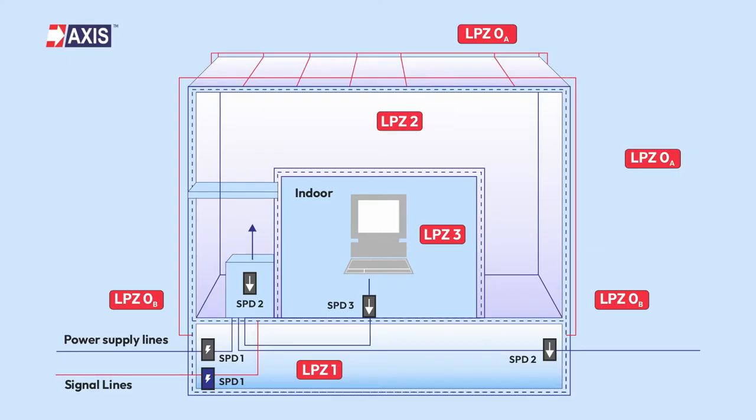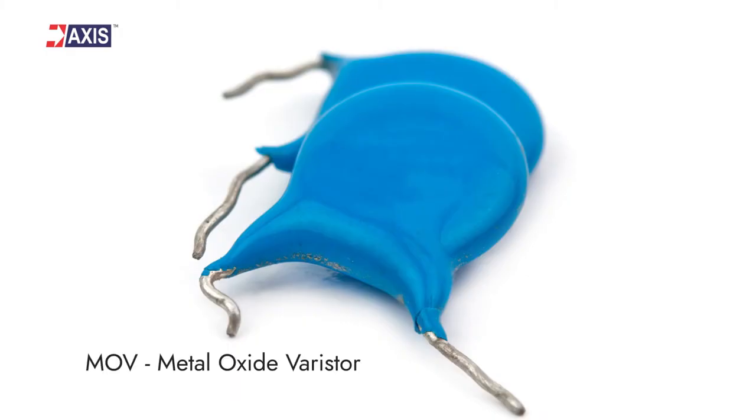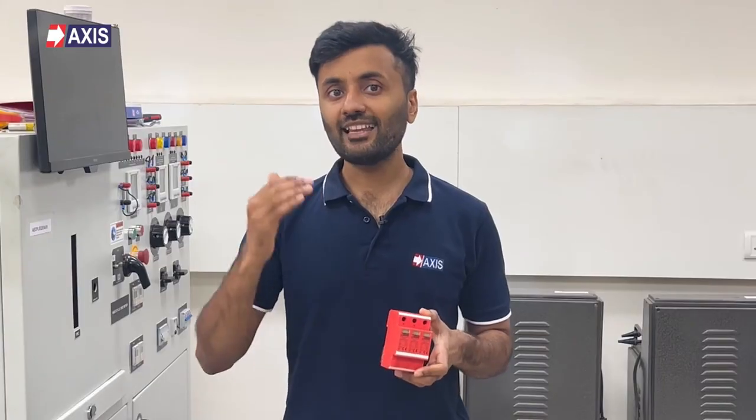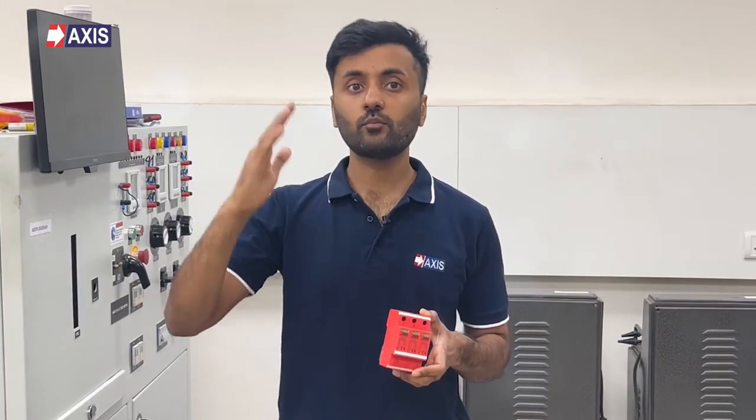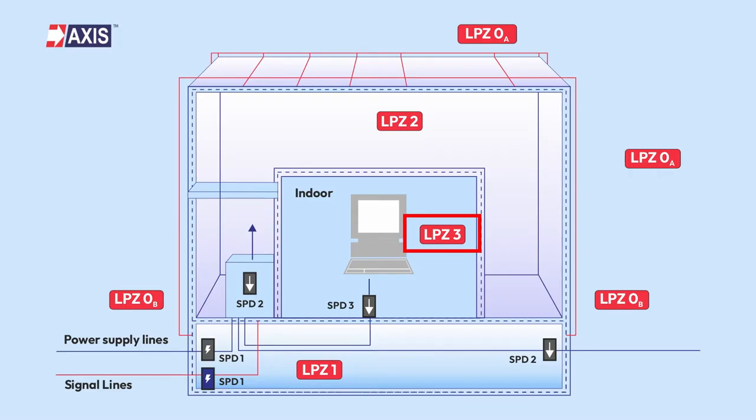Type 2 SPDs, also known as Class C SPDs, are recommended in LPZ2 areas. Their main function is to handle switching surges. These SPDs are made from MOV, a metal oxide varistor. In simple words, it's an electrical component whose resistance varies with the voltage. Type 2 SPDs respond faster than Type 1, but they have a lower energy handling capacity. Therefore, we recommend installing Type 2 SPDs in distribution panels that follow the main panel where the Type 1 SPD is installed.